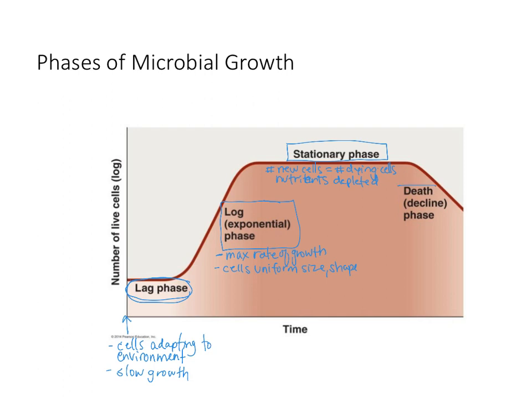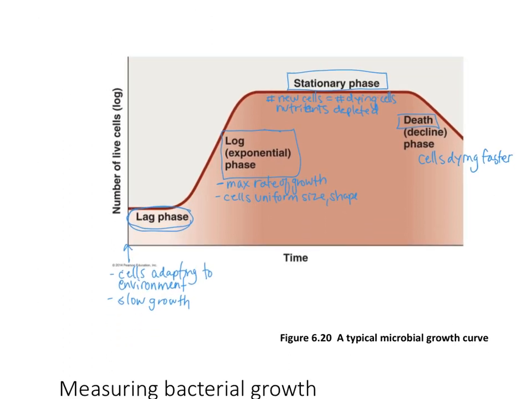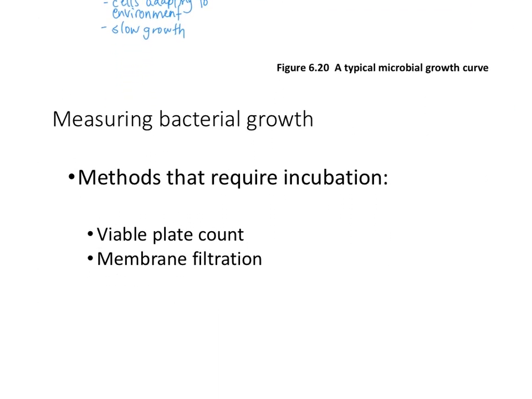And eventually, they're going to enter either what we call a death phase or a decline phase, and cells are going to be dying faster than are produced. Okay. So, how do we know what stage a culture is in? Well, you have to know the numbers of bacteria in the culture, and not just at one point, but over time. And then you could make a growth curve like this. Okay, so we have to have ways to quantitate bacterial growth.